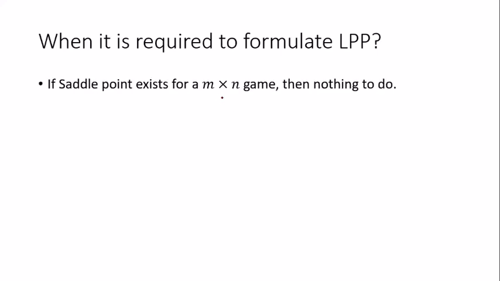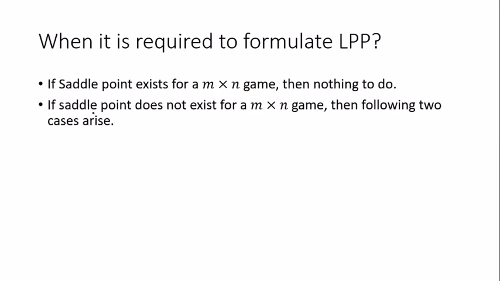So this is the first case. If a saddle point exists for an m cross n game, then there is nothing to do, because we already know in this case the maximin becomes equal to the minimax and the question ends there only. So that gives us the pure strategy solution. And the second case is that the saddle point does not exist for an m cross n game. Then we have two possibilities.